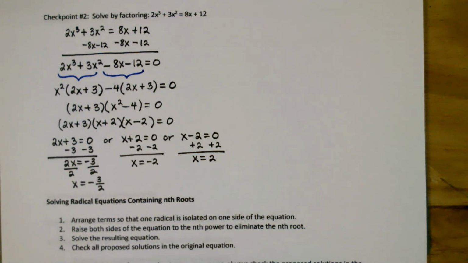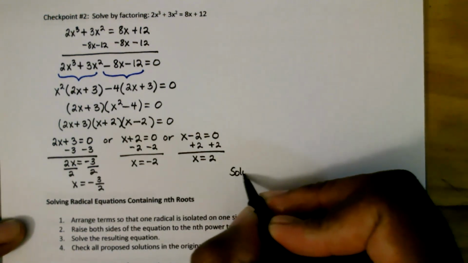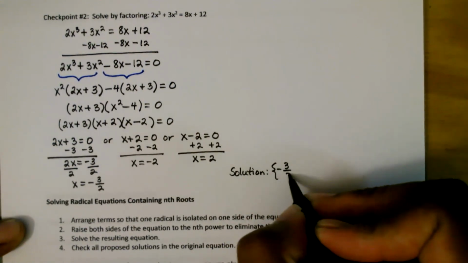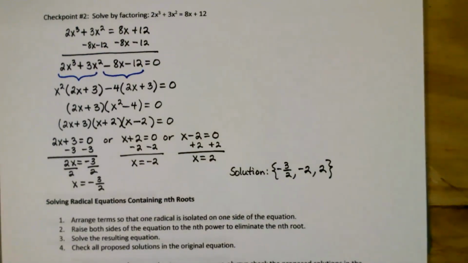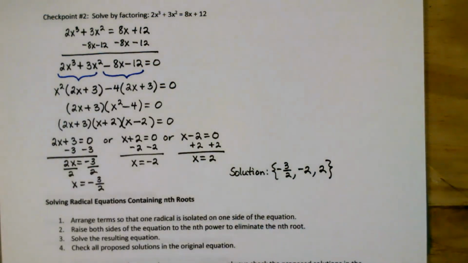So these are my solutions to this polynomial equation. We got x = −3/2, x = −2, and x = 2. Now the highest exponent, as you can see, is a 3. That means I must have 3 solutions here, and in this case, I do: −3/2, −2, and positive 2. So that's how we solve polynomial equations by factoring.